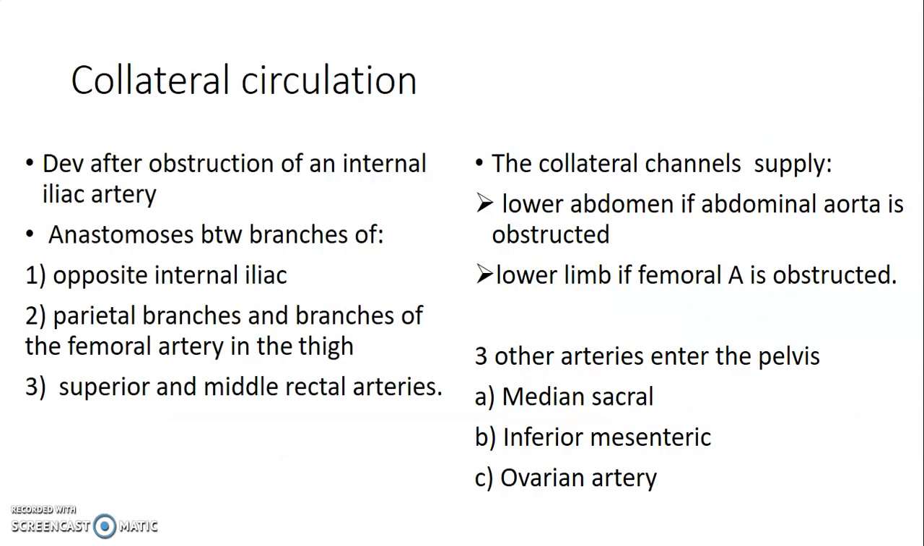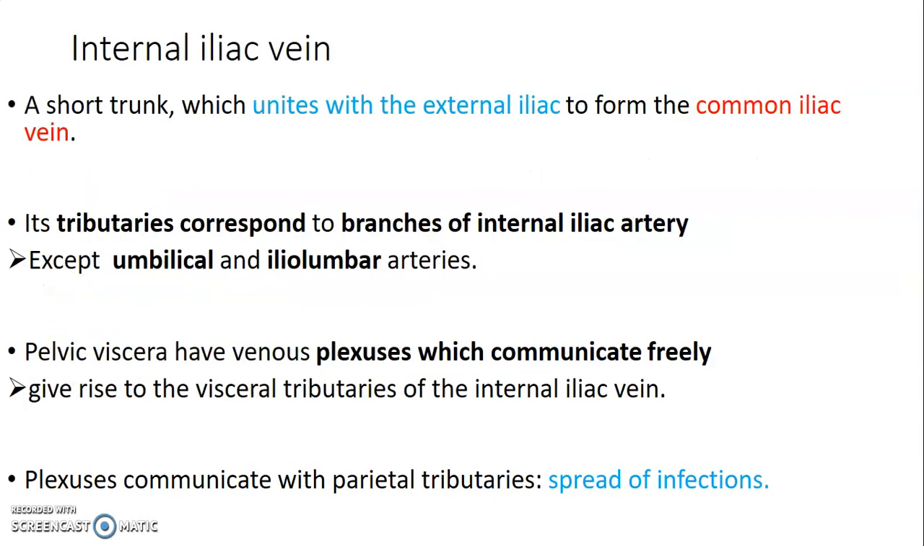So we have collateral circulation whereby after obstruction of the internal iliac, anastomosis between vessels will give collateral or alternative blood supply. So anastomosis between branches of the opposite internal iliac, parietal branches and branches of the femoral artery in the thigh, as well as superior and middle rectal arteries, will come and supply in cases of internal iliac obstruction. So the collateral channels supply the lower abdomen if the abdominal aorta is obstructed, and the lower limb if the femoral artery is obstructed. We have three other arteries that enter the pelvis: the median sacral, inferior mesenteric, and ovarian artery.